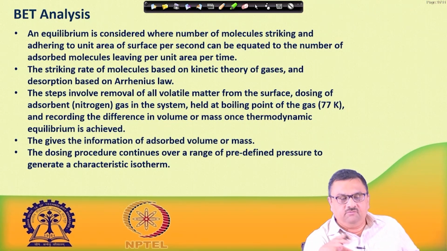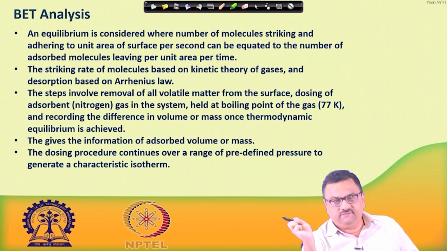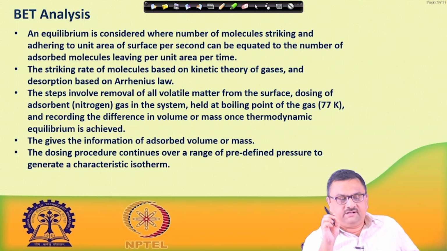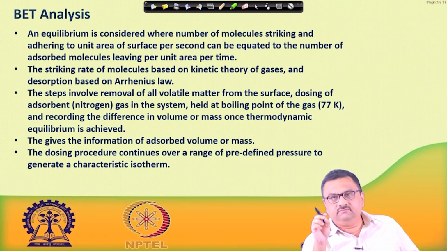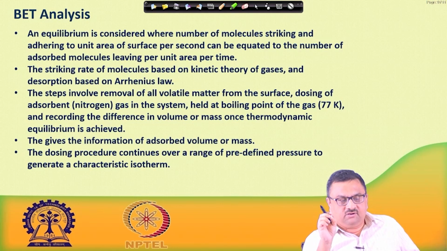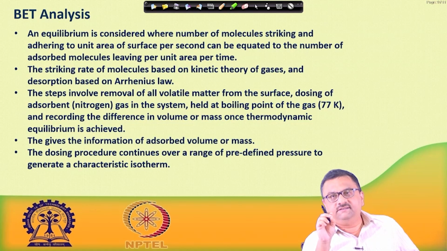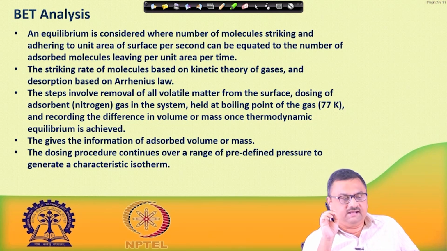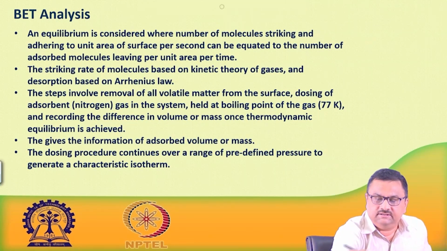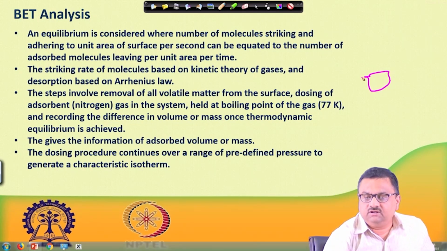When somebody performs a BET experiment, the steps involved are: first remove all volatile matter from the surface by applying vacuum, then dosing of adsorbent, which is mostly nitrogen gas, because it is inert, it will not react with the system. So, adsorbent gas is introduced in the system, which is held at the boiling point of the gas, which is 77 Kelvin. So, one needs elaborate cooling there, and then recording the difference in volume or mass once thermodynamic equilibrium is achieved.